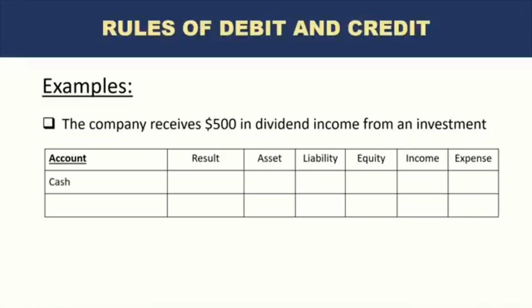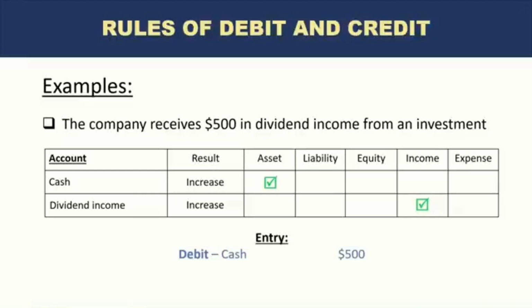So one account is cash, the other one is dividend income. What's happening to cash? Is it increasing or decreasing? Of course, it's increasing. Dividend income is also increasing. So we know when asset increases, there is a debit, and when income increases, there is a credit. So the accounting entry would be debit cash $500, credit dividend income $500.